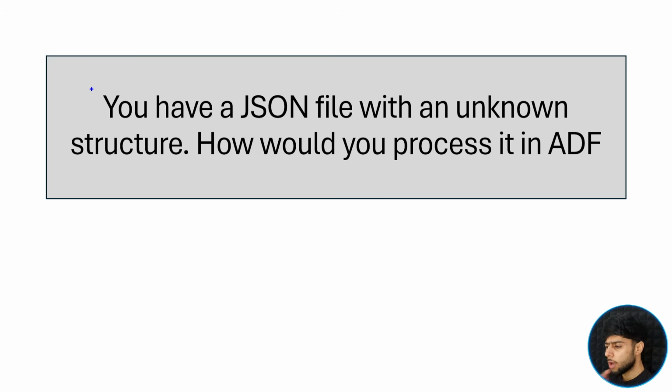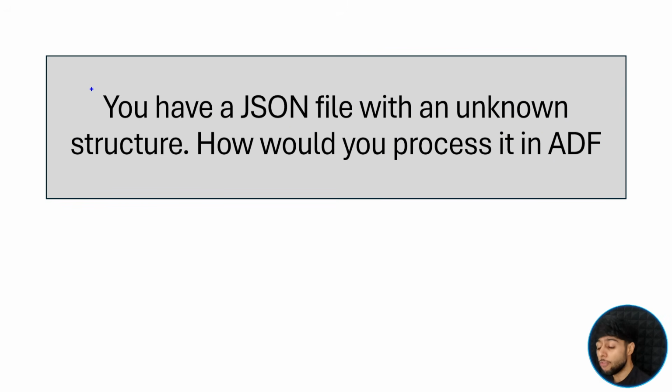This question says you have a JSON file with an unknown structure. How would you process it in ADF? Obviously in JSON, we know that we will get the values in the form of dictionaries, key value pairs. We can have nested dictionaries, but it is not fixed. How can we process it in ADF? The best answer is, let's say we have a data flow. Then we can simply use schema drift, which we discussed in the previous question as well. With schema drift, it will not worry about any new column, any new key, any new key value pair.